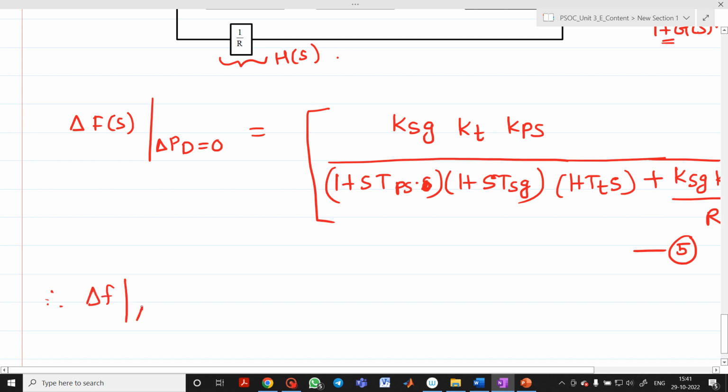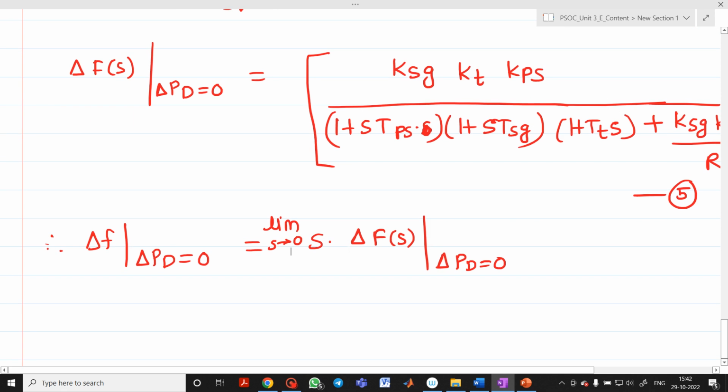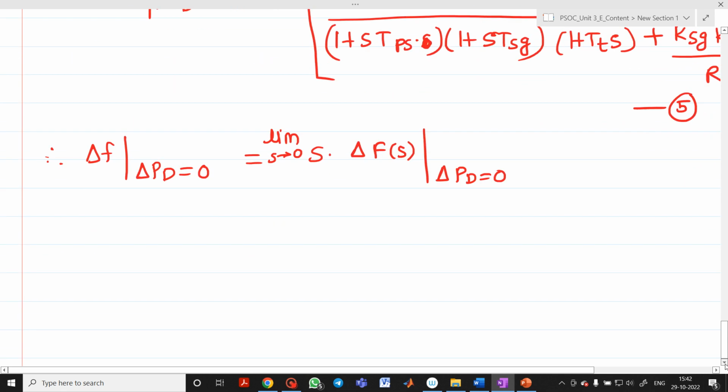Delta f, small f, when delta PD equal to 0. So again I am going to apply it directly: s into delta F(s) when delta PD equal to 0. This is the condition, and here limit s tends to 0. So directly I am going to apply this, and I will get the expression for delta f when delta PD equal to 0, which will be equal to what? When limit s tends to 0, then you will get this thing.